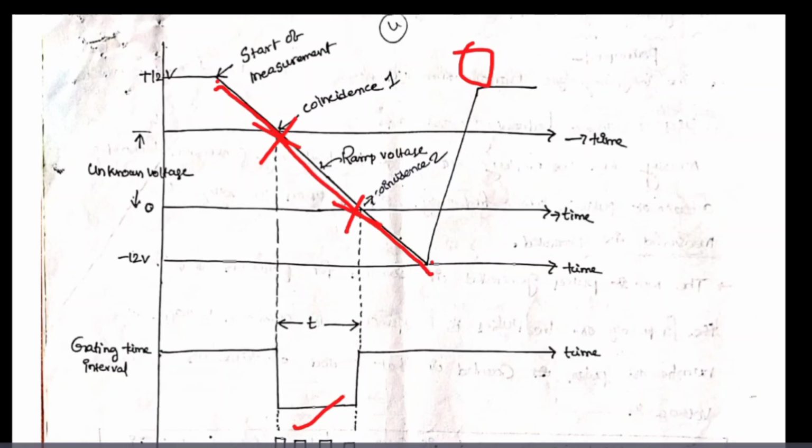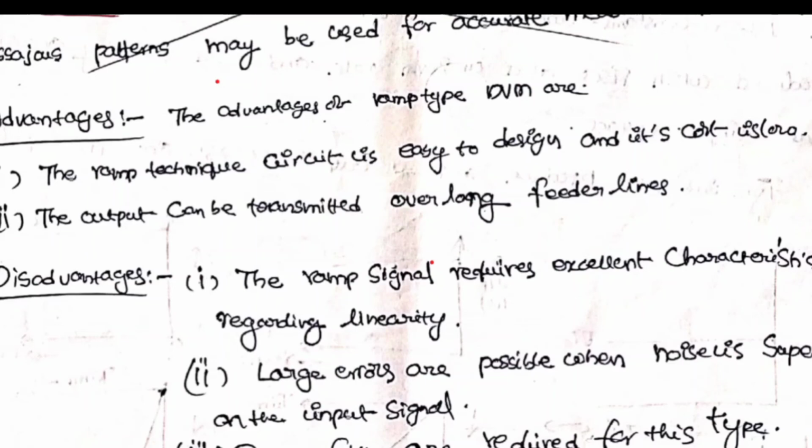What are the advantages of negative ramp type DVM? Let us see. The ramp technique circuit is easy to design and cost is also low. Most of the meters are ramp type DVMs, and output can be transmitted over long feeder lines also. We can transmit the data for longer distances because it's in digital form.